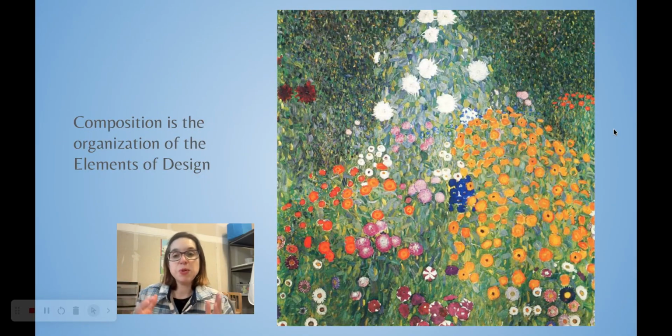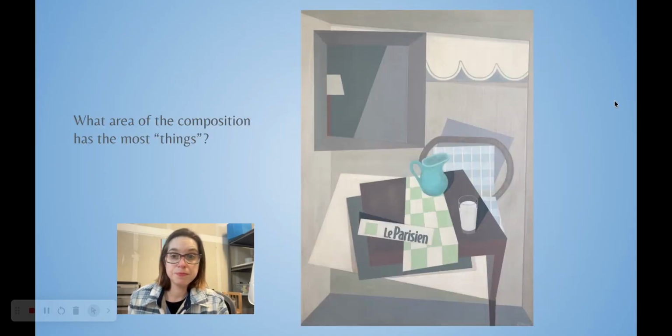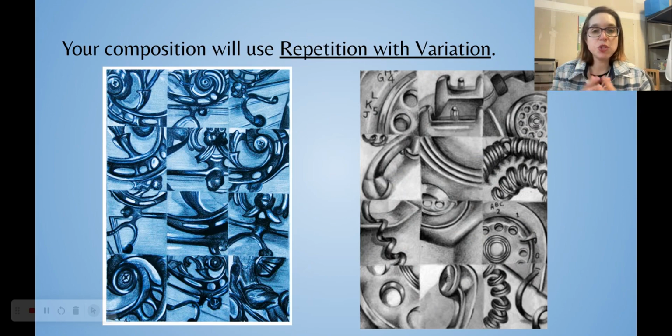So looking at this example again, we can say, well, the flowers are organized a certain way within this composition. They're grouped together in a certain way. We can look at how these shapes are organized, right? These lizards actually fit together like a puzzle. So your composition will use repetition with variation. And there's 2 more examples here.